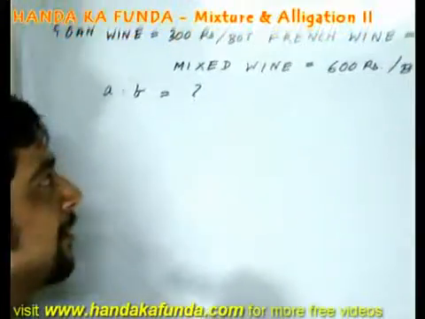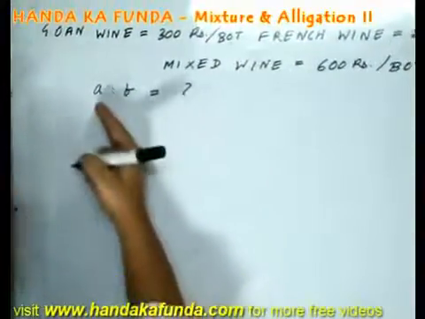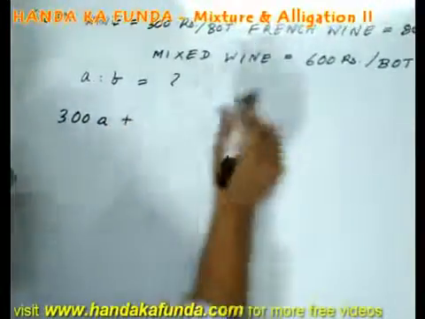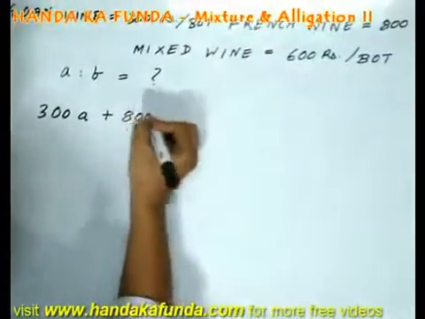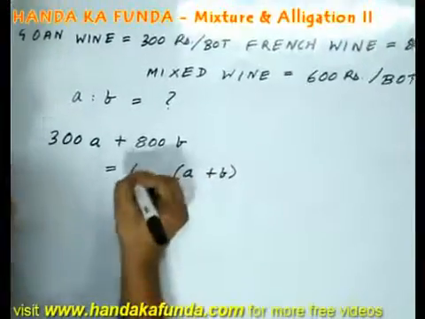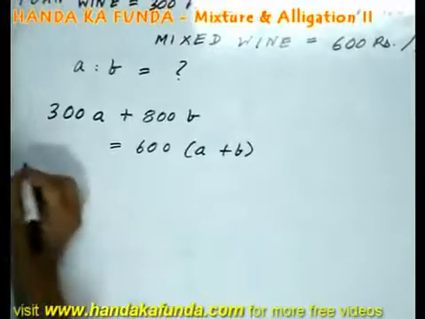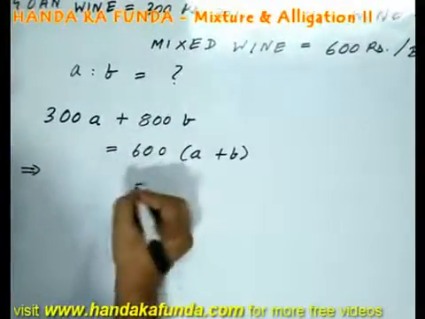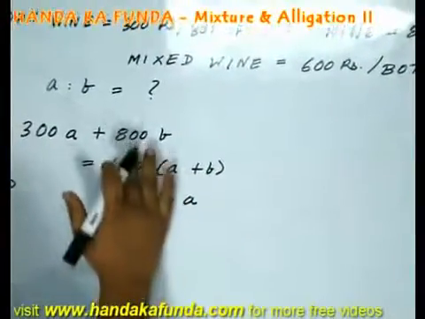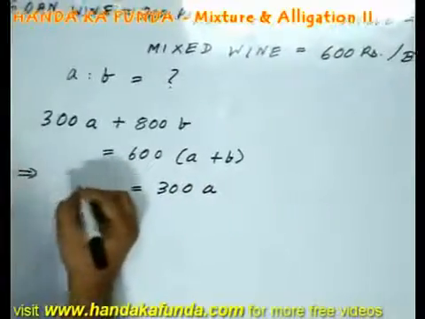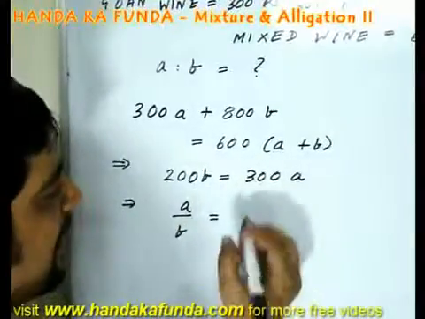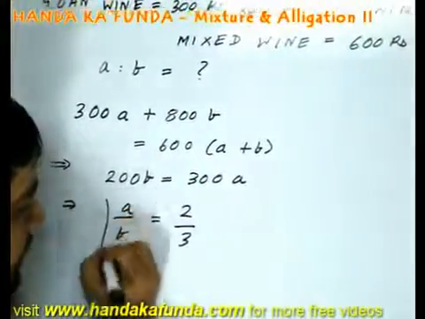Now there are two ways of doing this. One, the algebraic way. Suppose I purchased A bottles of the Goan wine, so I spent 300A rupees, and I purchased B bottles of the French wine, so I spent 800B rupees, and what did I get? I got A plus B bottles of 600 rupees each. One equation and two variables. I can solve it: 300A goes to the other side, it will become (600 minus 300)A, that is 300A, and 800B and 600B. 600B goes to the left hand side, it will become 200B, which will mean my ratio of A by B, by solving it, I can get as 2 by 3.